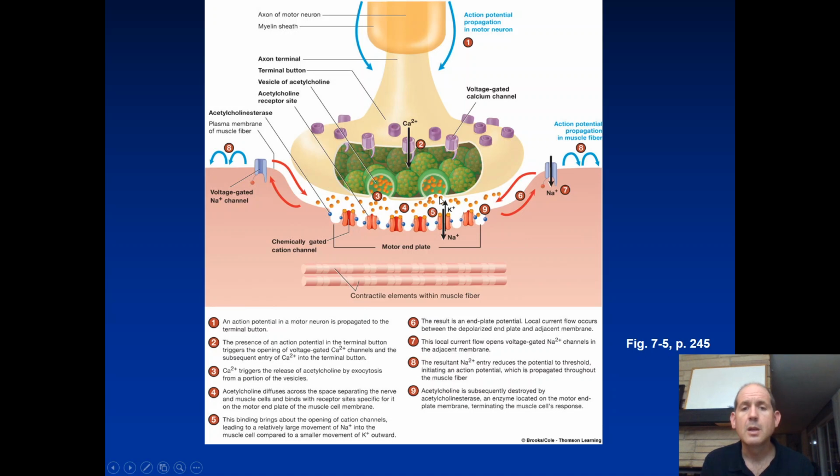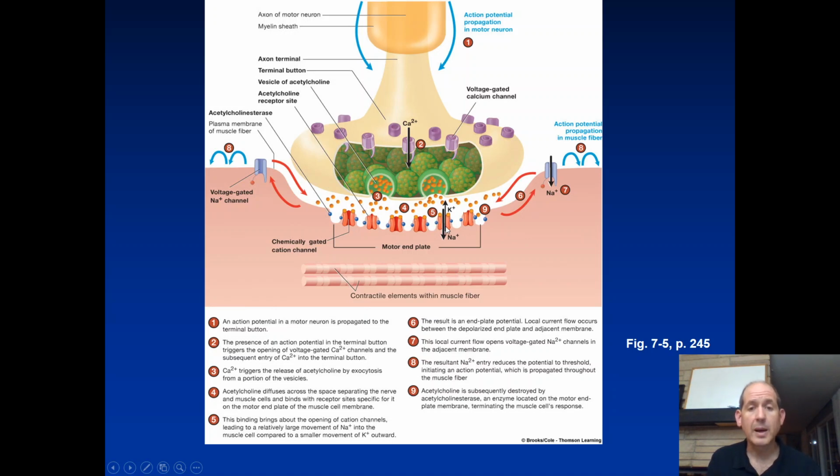acetylcholine. Acetylcholine will traverse this synaptic cleft and bind with nicotinic cholinergic receptors on the sarcolemma, the muscle cell membrane. This region of the muscle cell membrane is called the motor end plate. And in fact, if you wanted to stain for the motor end plate, you would stain either for nicotinic acetylcholine receptors or the enzyme acetylcholinesterase, which we'll cover in a minute.